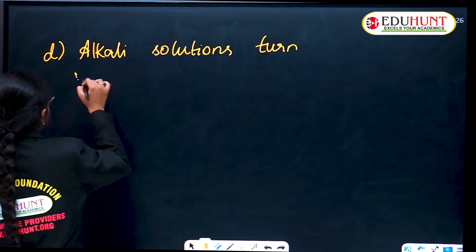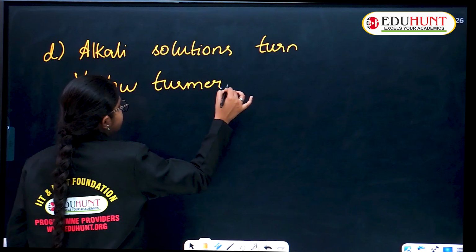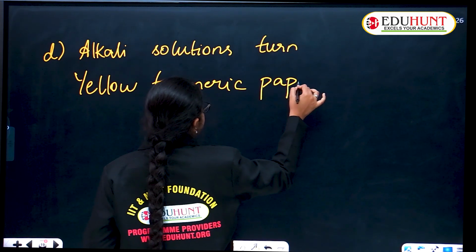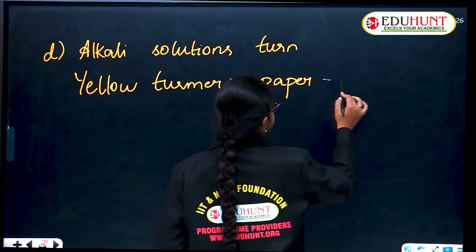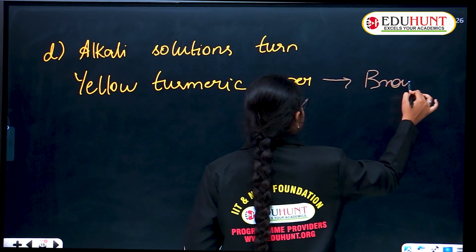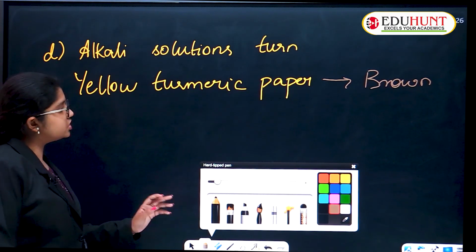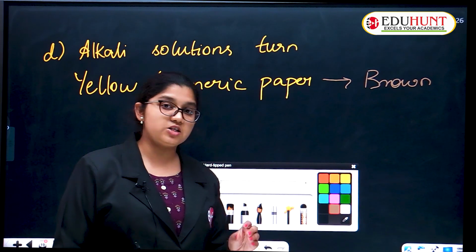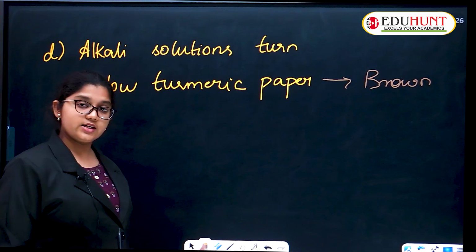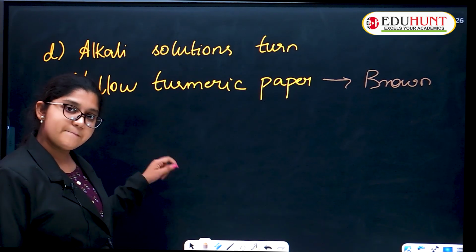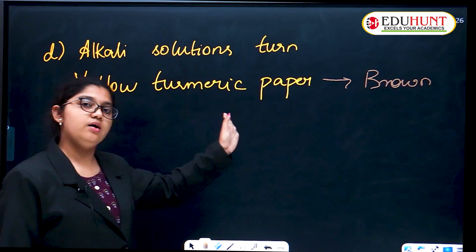Wait, not powder. Yellow turmeric paper turns into which color, you know? Into brown. Did you see that color, children? Is it visible for you? Originally, the turmeric is yellow in color. We know, no? Pasupu. Turmeric means pasupu. So that particular paper is yellow in color. When you add base, what happens? It turns from original yellow color to brown color.